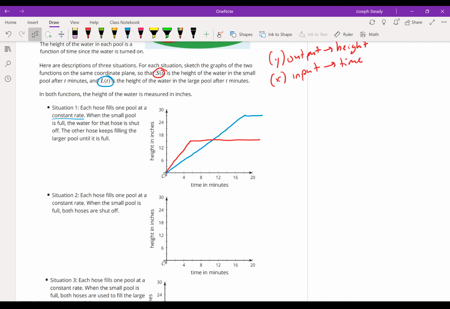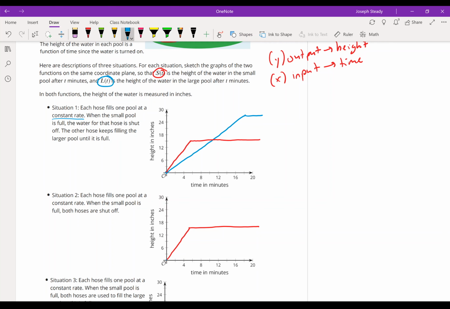In situation 2, we are now told that when the small pool gets full, we shut off both hoses. So let's draw our same graph for the small pool. Right, around like 5 minutes, we'll say it's full. So it's going to go up until it's full, and it's going to level off. But in this problem, we know that the large pool's hose also gets shut off at the same time. So it's going to do the same thing it did in the first problem, right?